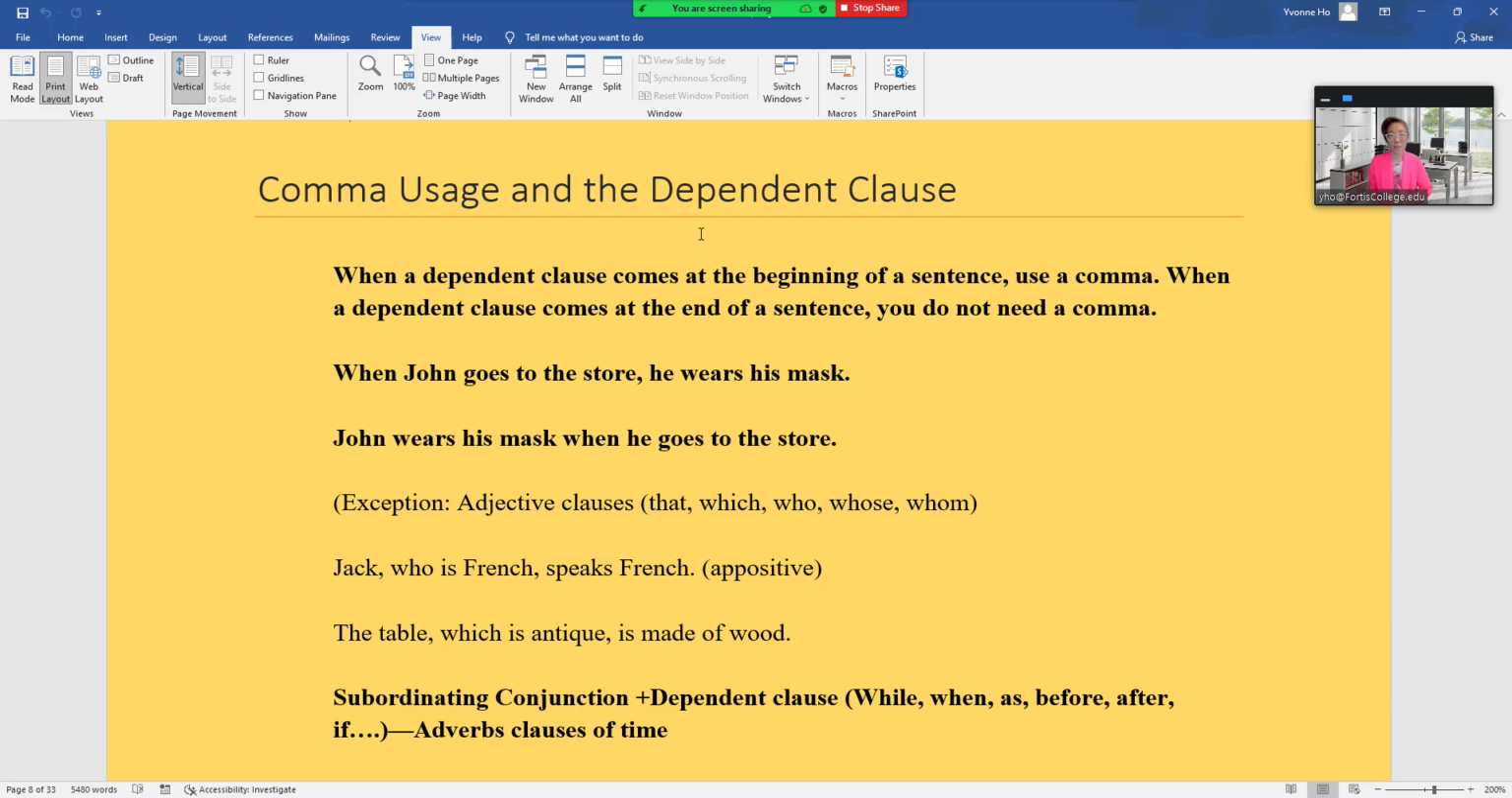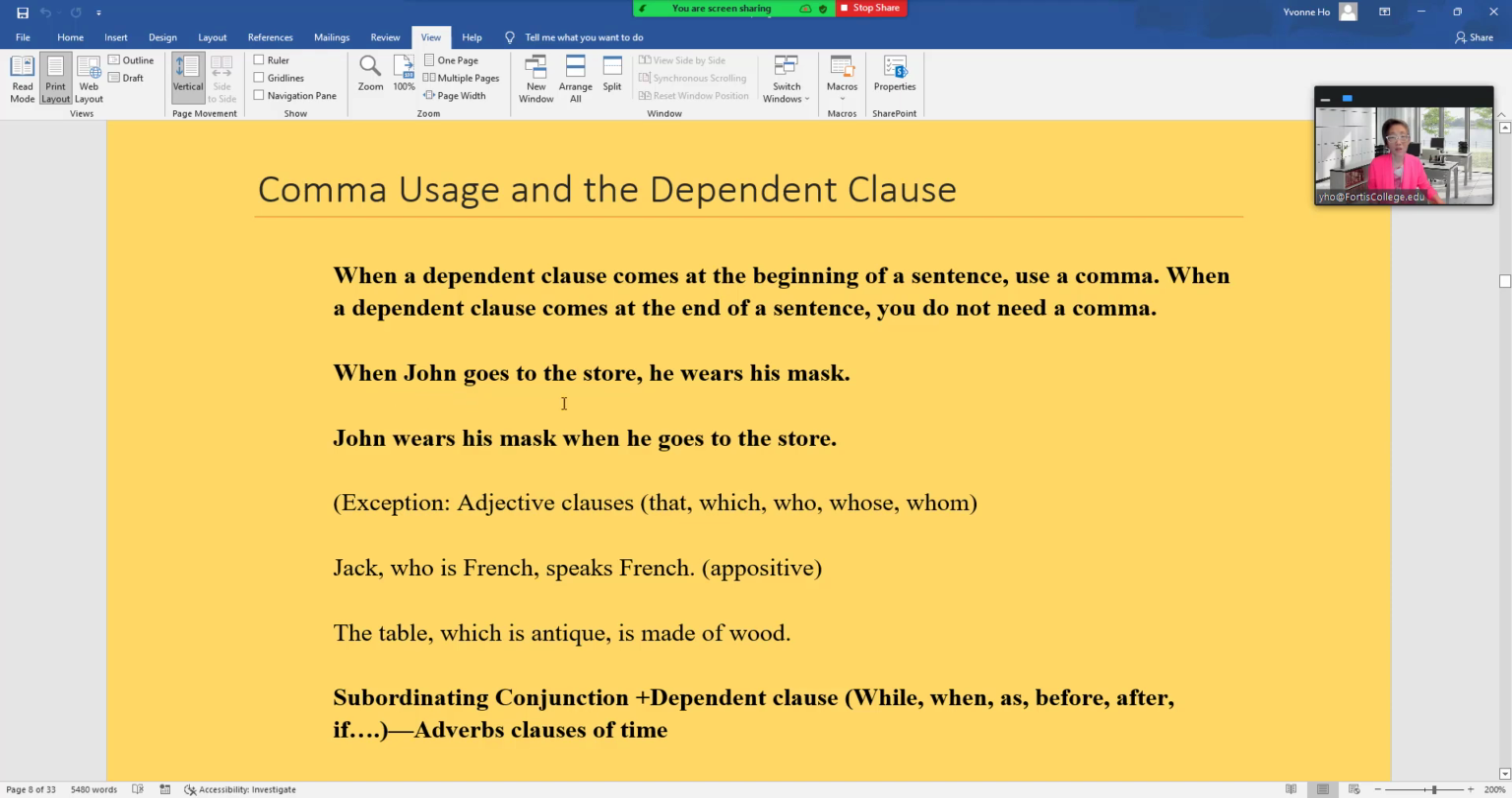In other words, if I simply say, when John goes to the store, that's not a complete sentence because it's not a complete thought. So when you have an incomplete sentence, that's known as a dependent clause. He wears his mask. When you have a complete thought, that's known as an independent clause. Okay, that means that it can stand alone. When you combine a dependent clause together with an independent clause, that's called a complex sentence. And when the dependent clause comes at the beginning of the sentence, you need to put a comma. However, if the dependent clause comes at the end of the sentence, you don't need a comma.